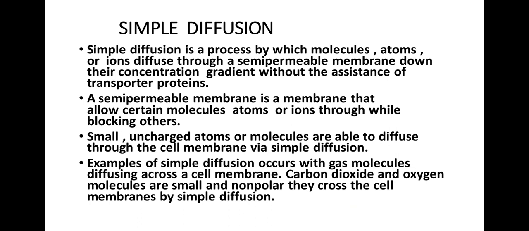Small uncharged atoms or molecules are able to diffuse through the cell membrane via simple diffusion. An example of simple diffusion occurs with gas molecules diffusing across a cell membrane. Carbon dioxide and oxygen molecules are small and nonpolar. They cross the cell membrane by simple diffusion.